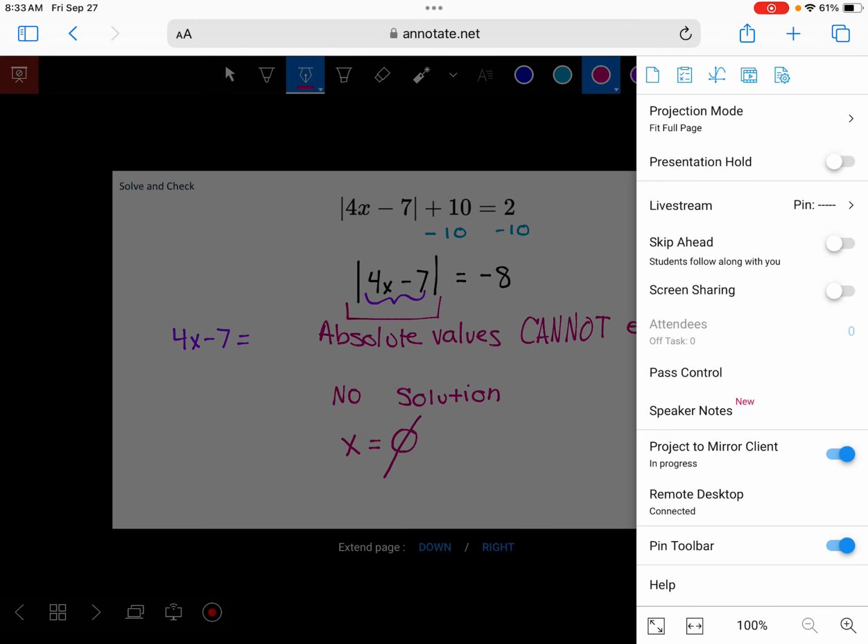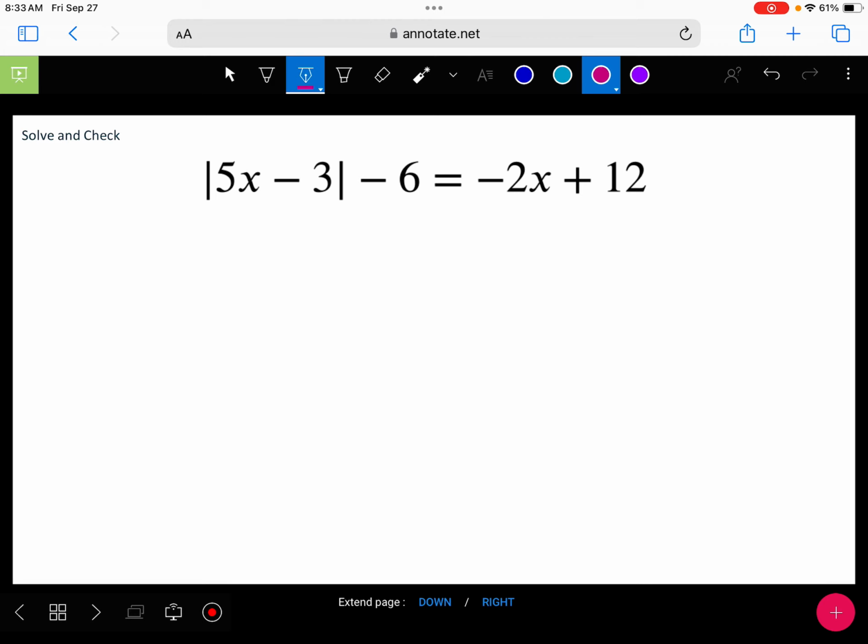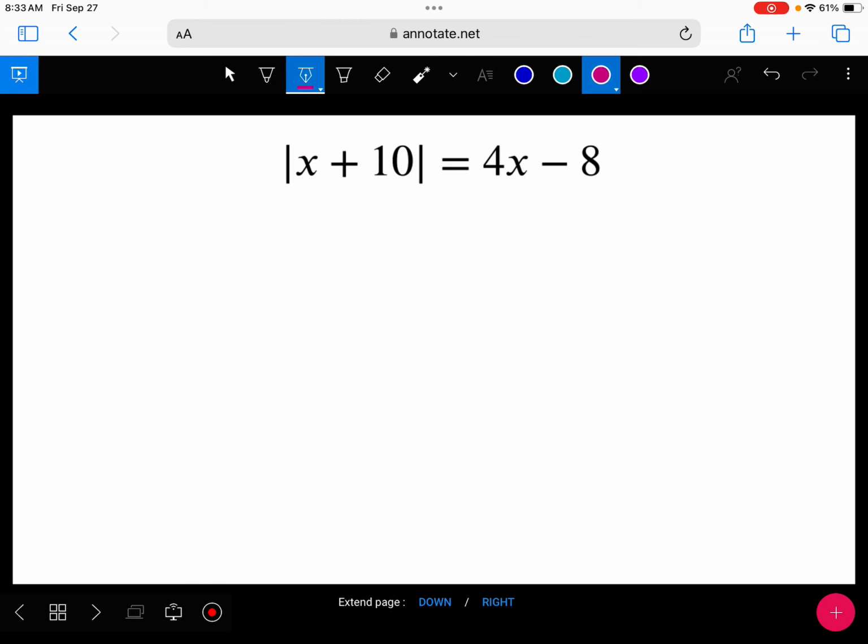Let's do another one. We're going to do this one next. So I've got the absolute value of x plus 10 equals 4x minus 8.